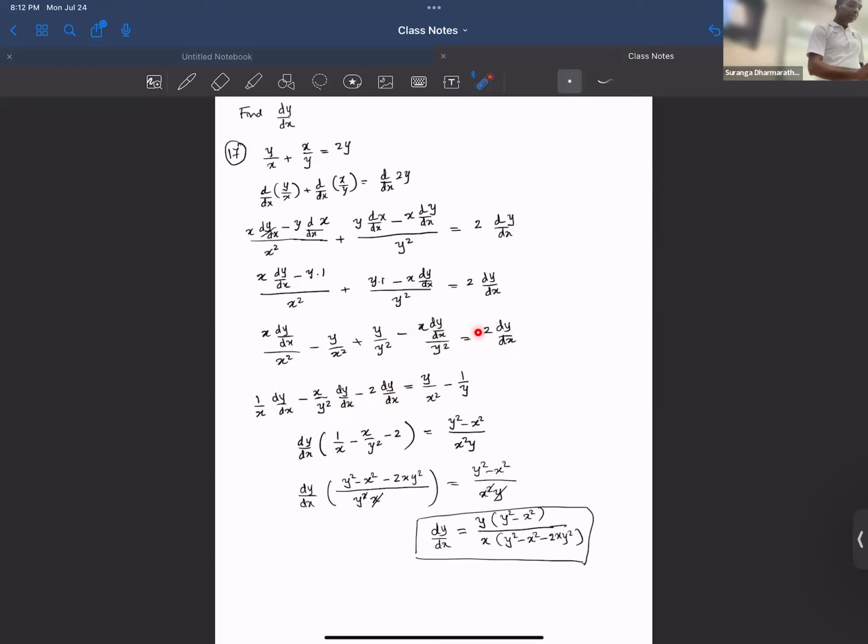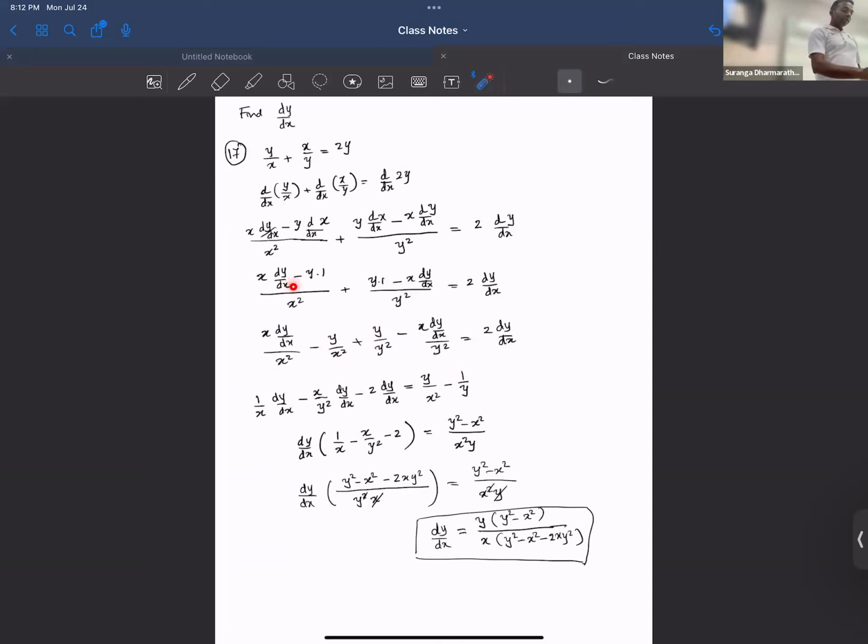Then the third term is in this side, so I took it to the other side. So it comes with a negative sign and negative dy over dx. Makes sense? So this term doesn't have any dy over dx term, so I took it to the other side. The sign changes. y divided by x squared. Right? And then this term was in this side, so it's y divided by y squared. That means 1 over y.